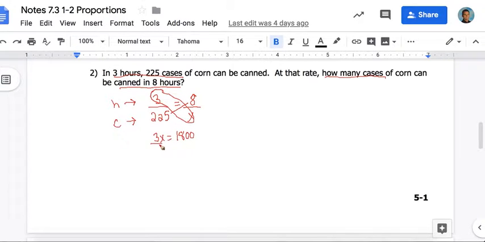And the opposite of multiplication is division, so I'm going to divide both sides by 3. 3 divided by 3 is a 1 in disguise. And 1,800 divided by 3 is 600. So we're going to write 600 cases.